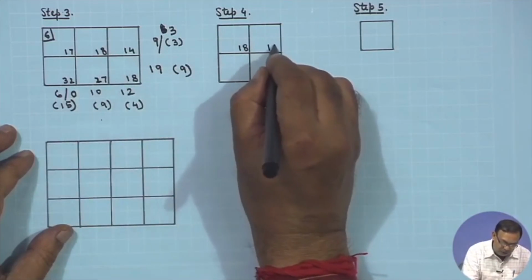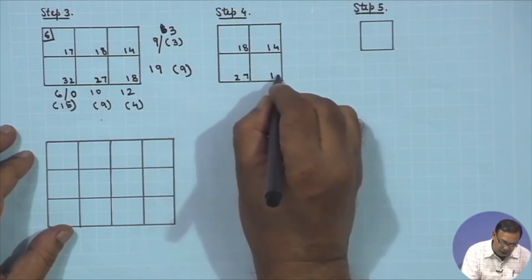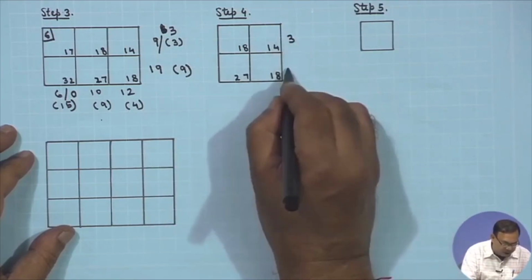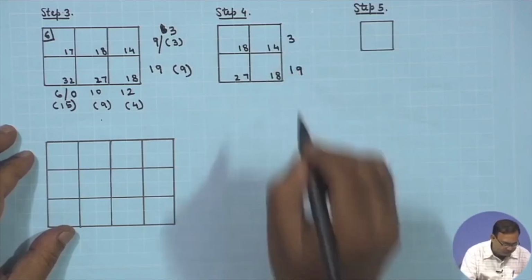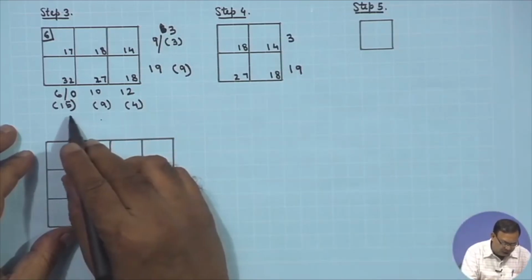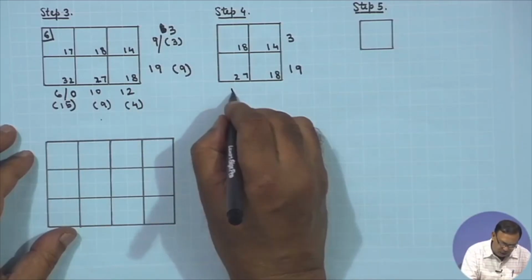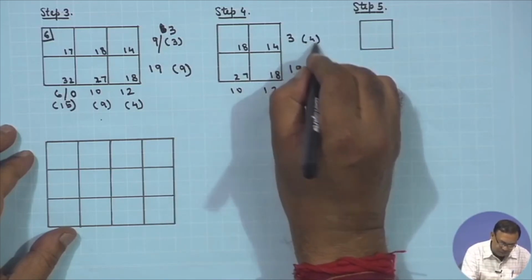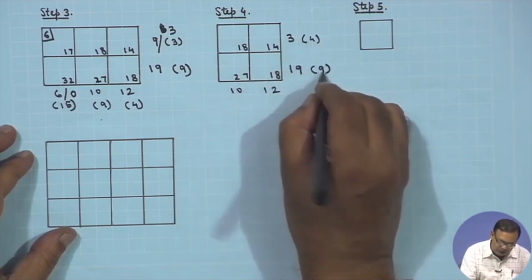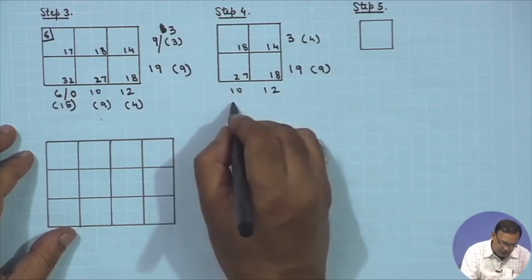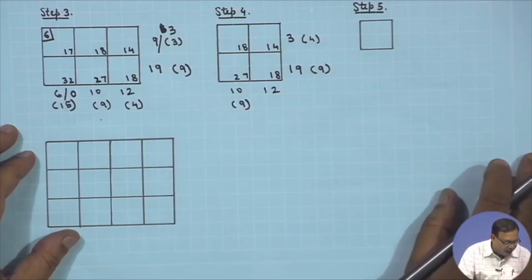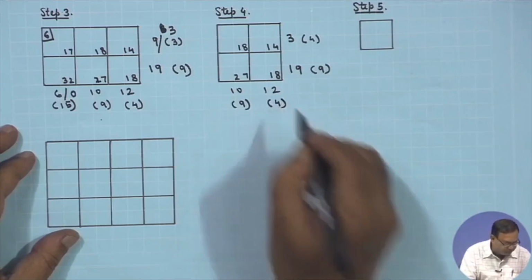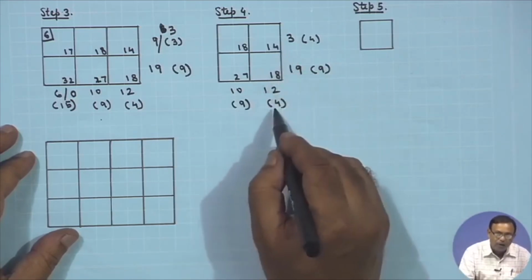So, you are having 18, 14, 27, 18 and your costs are 3 and 19. Here it is 0, 10 and 12. Again find the difference. So, it is 4, here it will be 27 minus 18, 9. For this case also it is 9 and for this case it is 4, 18 minus 14, that is 4.